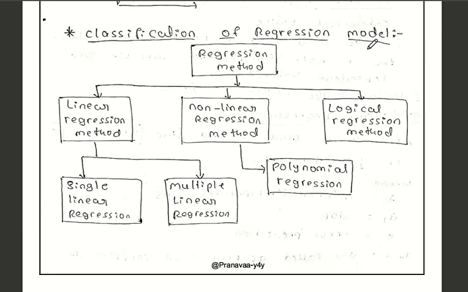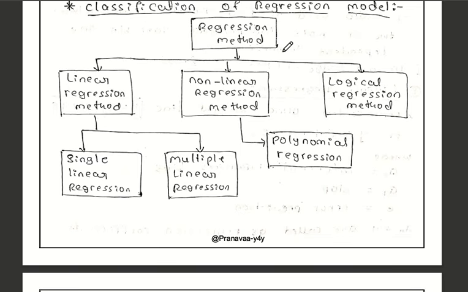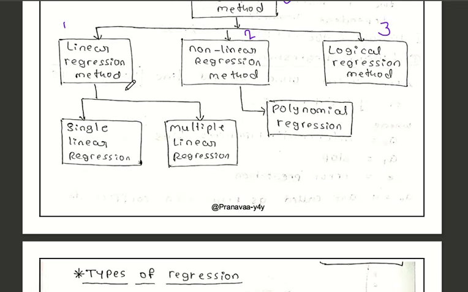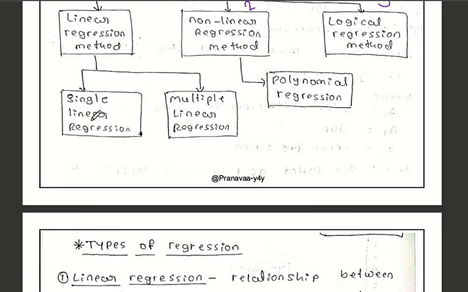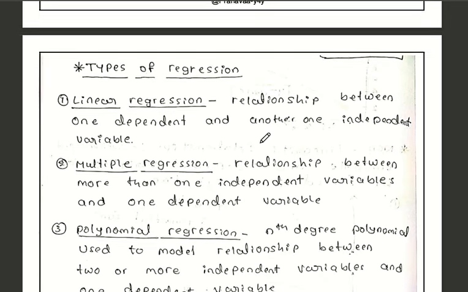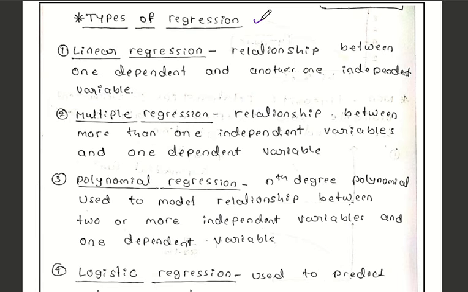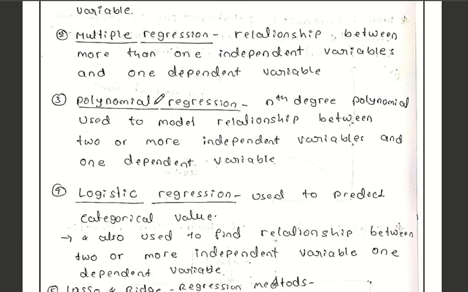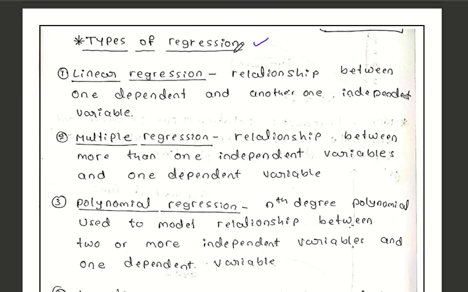Then comes the classification of regression models. The regression model methods are classified into three types: linear, non-linear regression model, and logistic regression. In the linear regression model, we can see single linear regression and multiple linear regression. In non-linear regression, you will get the polynomial regression type. Then let's see the types of regression. It is an important topic because there is a chance of this appearing: explain the types of regression.